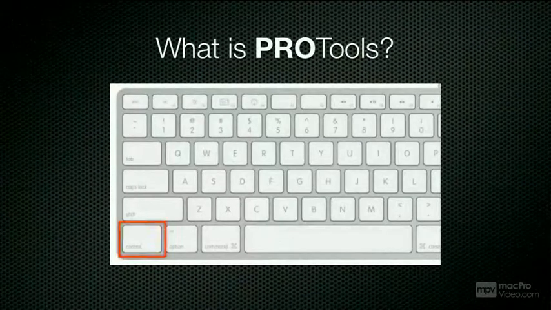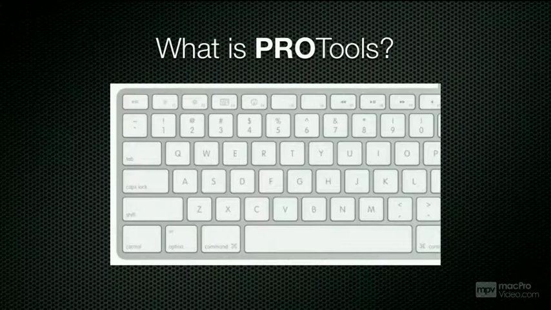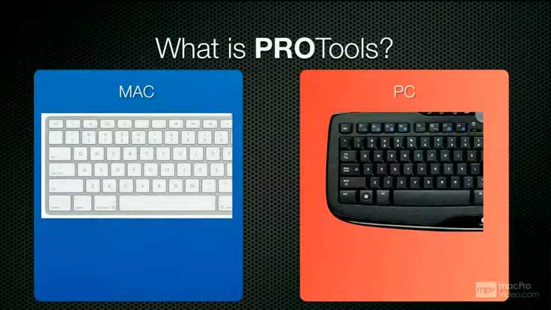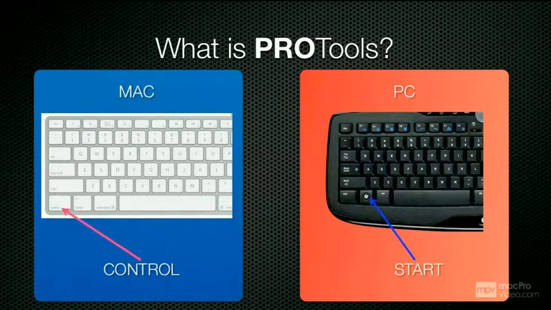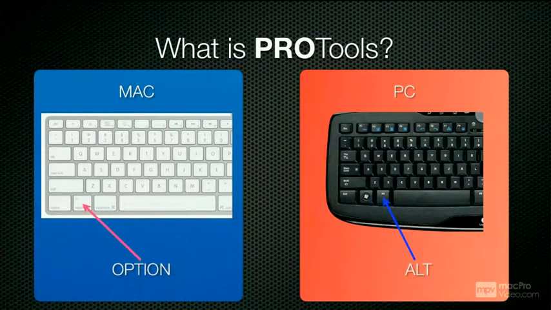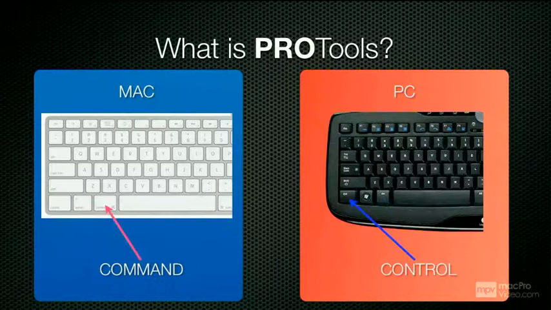As we go through the many features of Pro Tools, I'll be talking a lot about keyboard shortcuts. These shortcuts are a key to becoming a Pro Tools power user. They can really speed up your workflow, so I suggest that you try and learn as many of these shortcuts as you can. Now, I know this is Mac Pro Video, but these tutorials will also work for the PC version of Pro Tools. The main difference is the modifier keys. When we use Control on the Mac, we use Start on the PC. Option on the Mac is Alt on a PC. And Command on a Mac is Control on a PC.